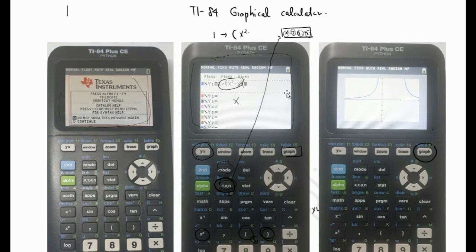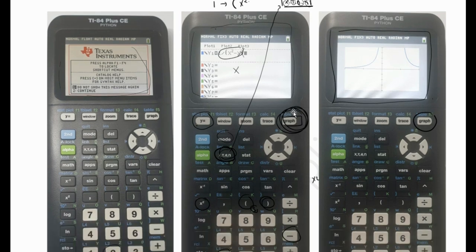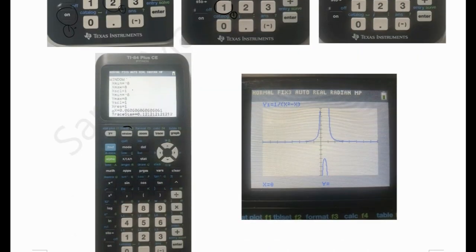After that, you push graph, and you can see this graph. But this graph is not perfect. We need to adjust the window. So you push the window button, and you can change these values. I change this to minus 8. The minimum value of x is minus 8, the maximum value of x is 8. The x scaling is 1, the distance between marks is 1, and the minimum value of y is minus 8, the maximum is 8, and the scaling is 1.